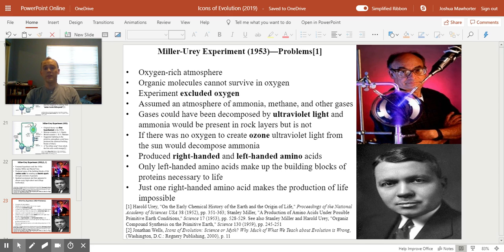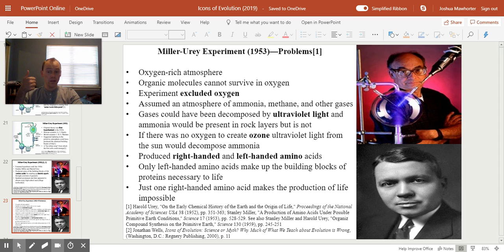The experiment did produce some type of amino acids, but it produced right-handed amino acids and left-handed amino acids. The problem with this is that only left-handed amino acids make up the building blocks of life, the building blocks of the proteins necessary to life. If you have just one right-handed amino acid, it cancels out and eliminates the effects of all the others, as far as I understand it. So it didn't matter. Yes, some synthetic chemicals or organic components were created in a lab.